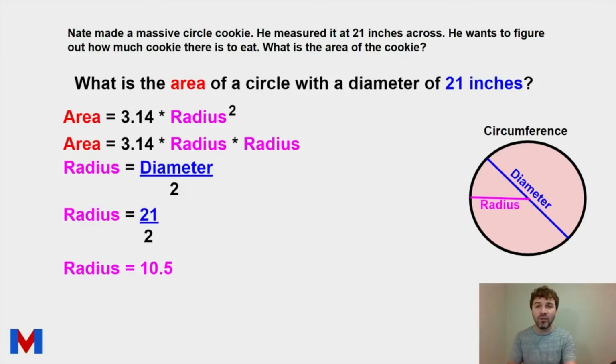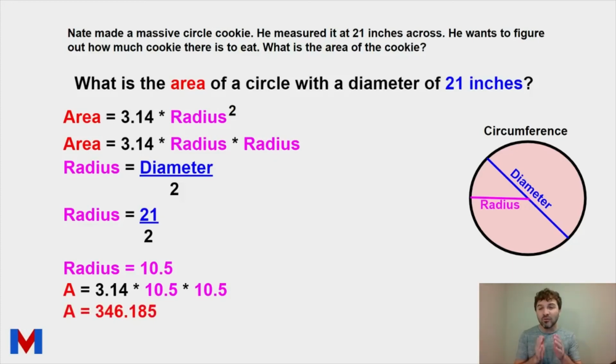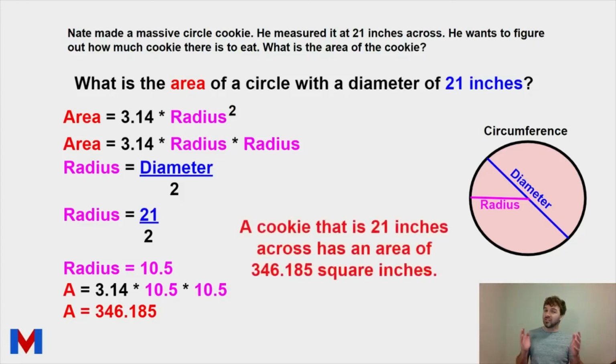So now we can use our area formula, which is 3.14 times 10.5 times 10.5, and we get 346.185. So this cookie that is 21 inches all the way across has an area of 346.185 square inches. That's a lot of cookie. Imagine he's going to be sharing it with somebody, otherwise, whew.